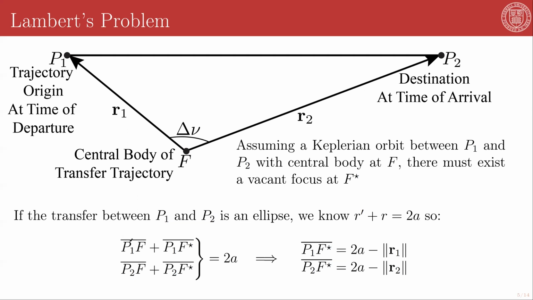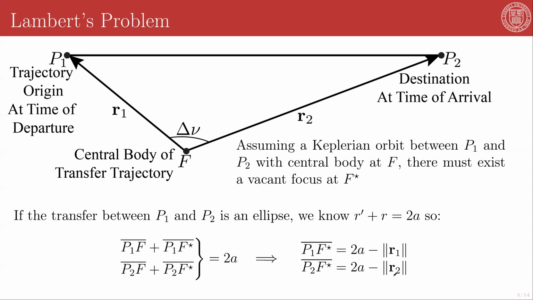And so we can write these 2 relationships: the segment P1F plus the segment P1F star, and the segment P2F plus the segment P2F star, both have to equal 2A. And we can rewrite each of these as the segment between point P1 and F star and the segment between point P2 and F star must each equal 2A minus the radius magnitude R1 and R2, respectively.